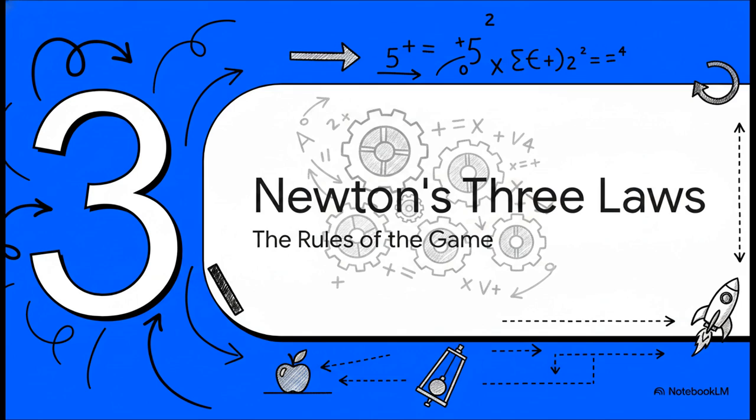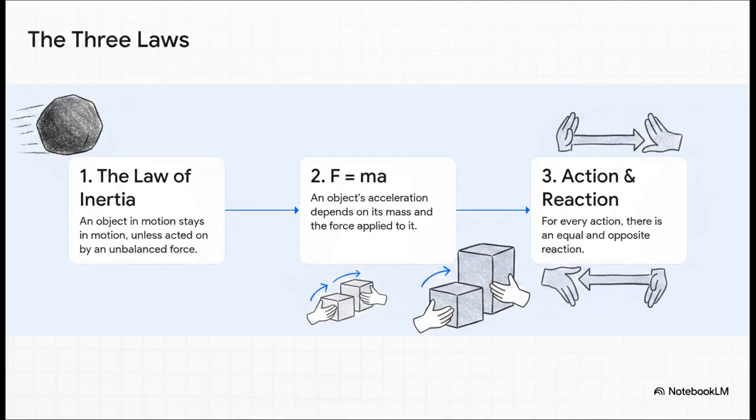All right, so we've got the language down, scalars and vectors. Now it's time to learn the grammar. We're talking about the fundamental rules of the game, the laws that govern all motion, and they were laid out centuries ago by none other than Sir Isaac Newton. And guess what? They're just as true today. Okay, here they are, the big three. First, you've got the law of inertia.